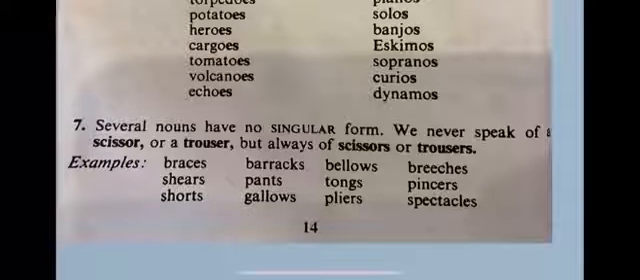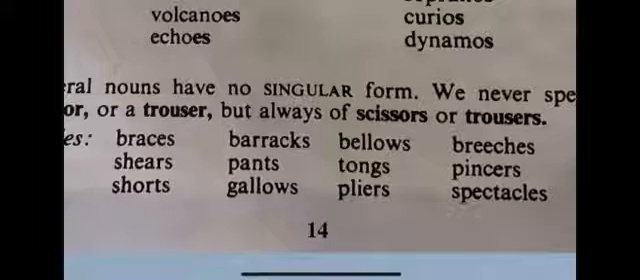For example, braces. The examples are braces. Braces are wires that we wear on teeth to get our teeth into shape. The second word is shears. Shears is basically a cutting instrument used in farming. Then shots. Then barracks. What are barracks? Barracks are basically a large building or group of buildings used to house soldiers, where the soldiers or military people live. It is also known as a garrison or camp.